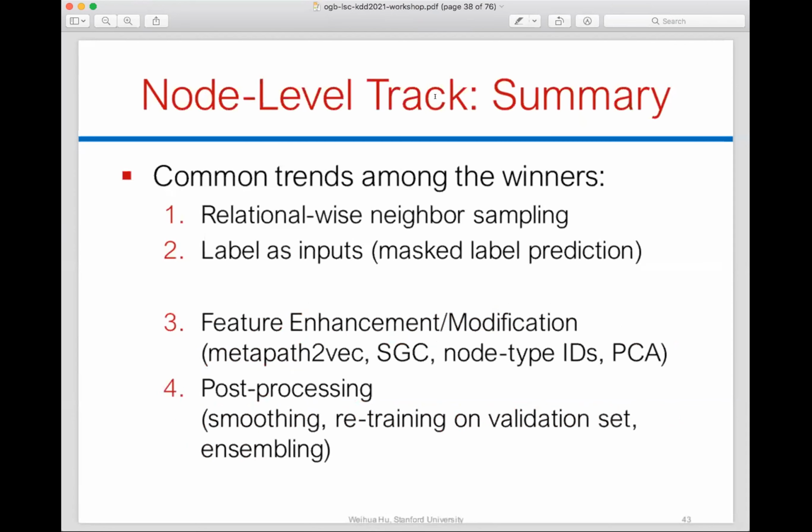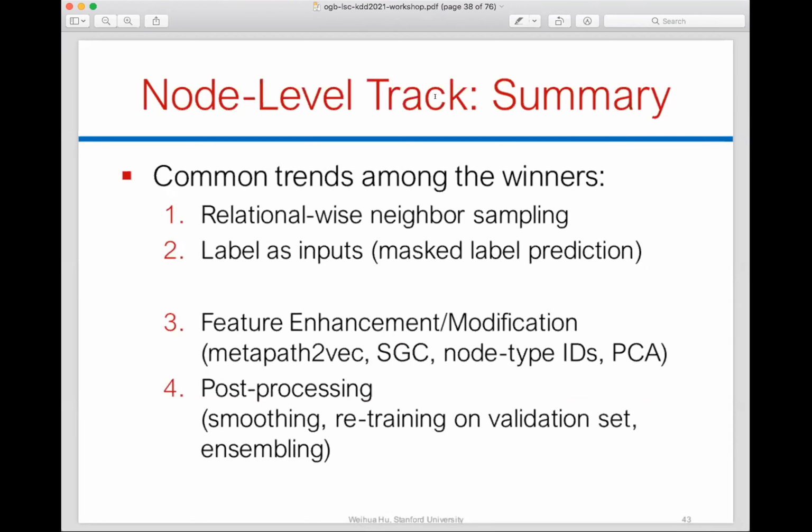So other trends that we identified is the modification or enhancement of the initial feature matrix. So for example, we see solutions that combine metapath2vec embeddings to the feature matrix. We see solutions that enhance the feature matrix by simplified graph convolution features. We also see trends that just put the node type IDs to the feature matrix as well. We see solutions that add random features to the feature matrix, but we also see solutions that reduce the dimensionality of features using PCA and stuff like that.